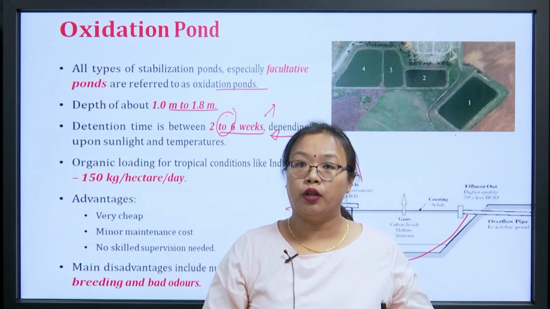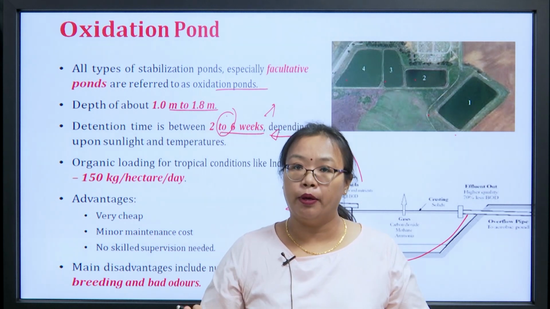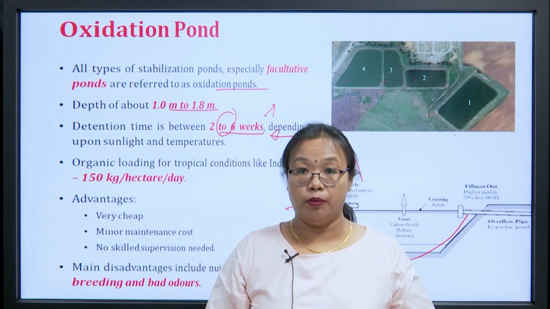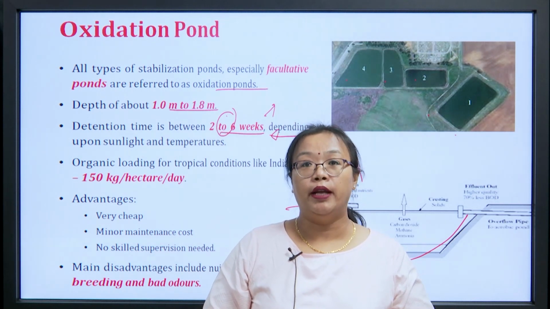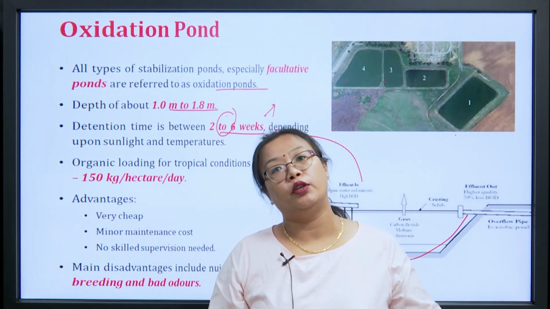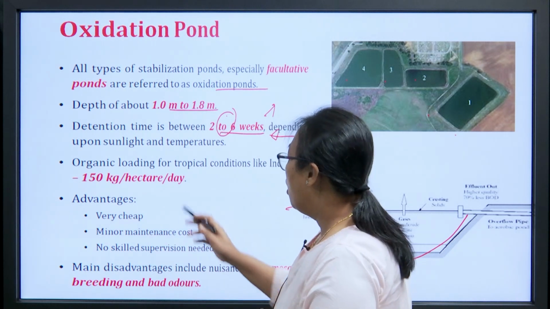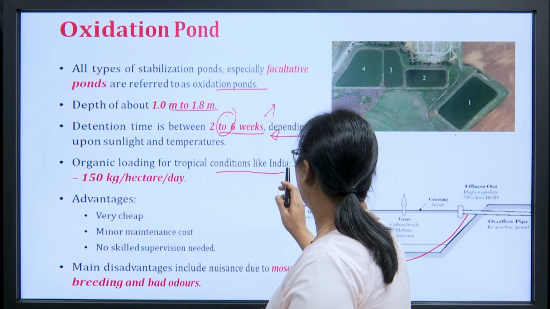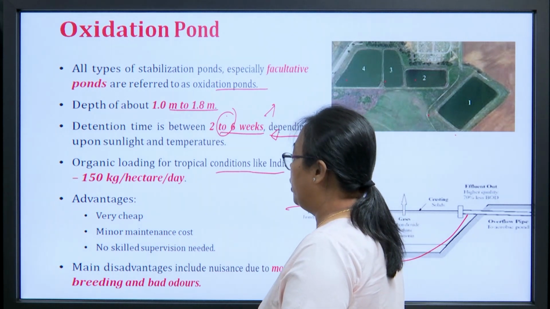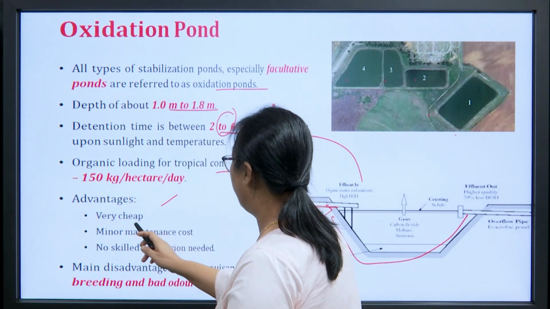आपको अपनी जो वेस्ट वाटर है उसको पॉन्ड में रखना है, लेके आना है, you forget about it and then you come back after a particular amount of time, the detention period which is 2 to 6 weeks, right. उसके बाद आप आते हैं and you can simply take out the effluent and then again you refill it with another batch, right. So organic loading for tropical conditions like India is 300 to 150 kg per hectare per day. Advantages are what? Very cheap.